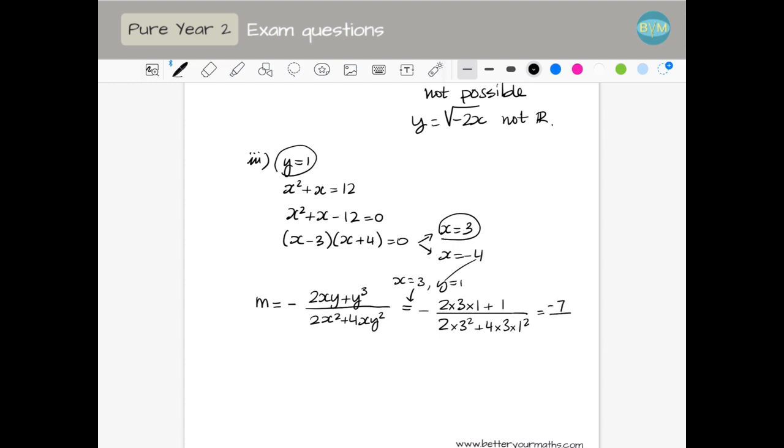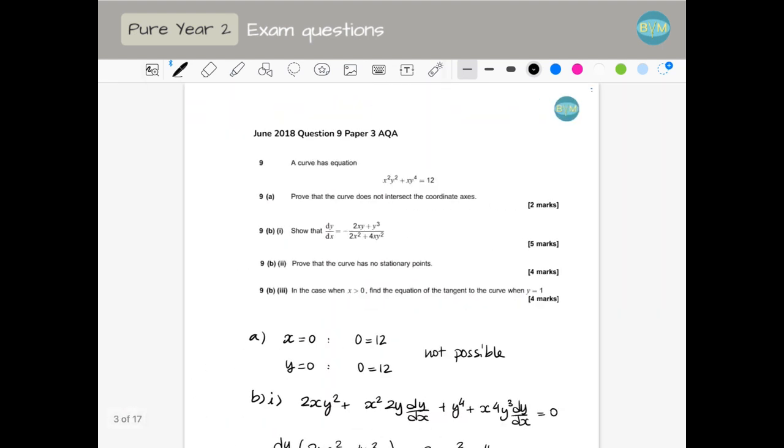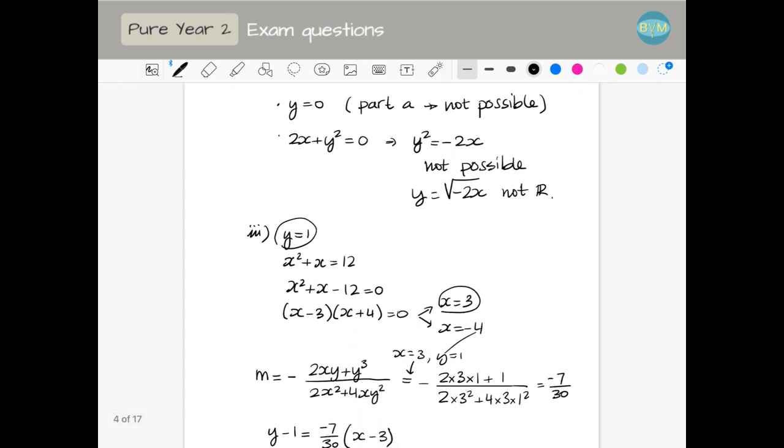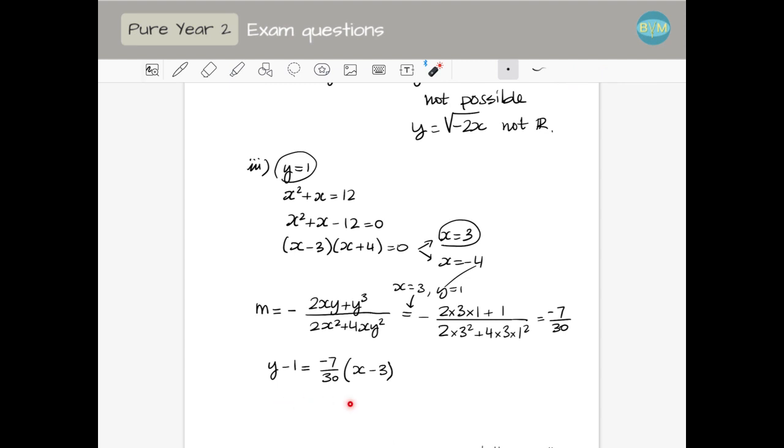which is minus 7/30. So the equation of the line is going to be y minus the y of the point equals the gradient, brackets, x minus the x of the point. They don't ask us to write it in a particular way, so you can leave it like this. You can multiply by 30 and expand the brackets, but it's not going to look much better anyway, because of the denominator and the 7, which are not nice numbers. So I would just leave it like this. That's all.